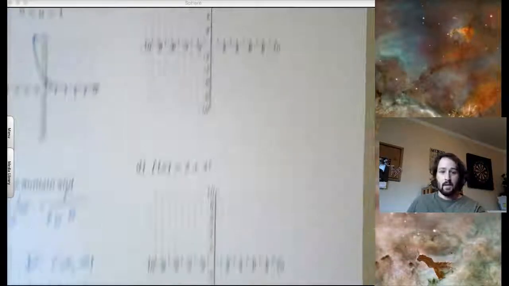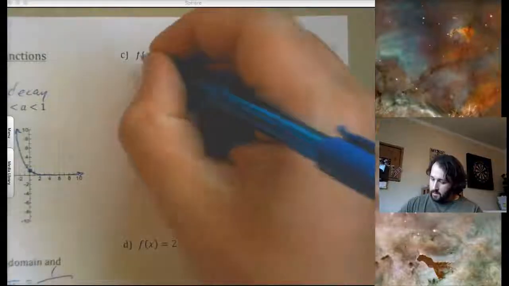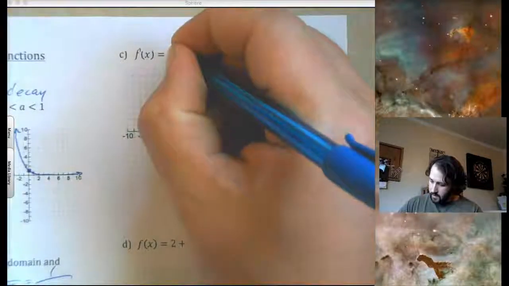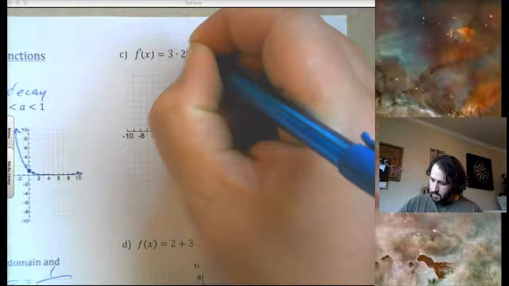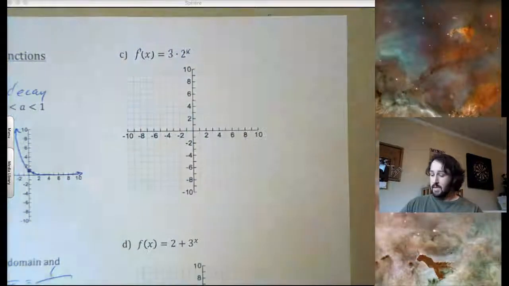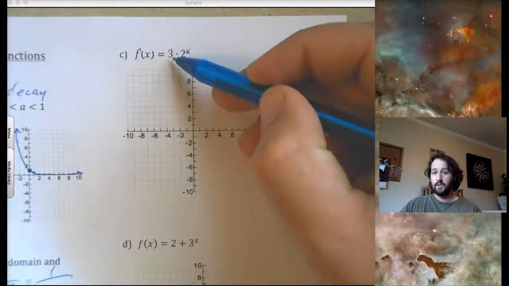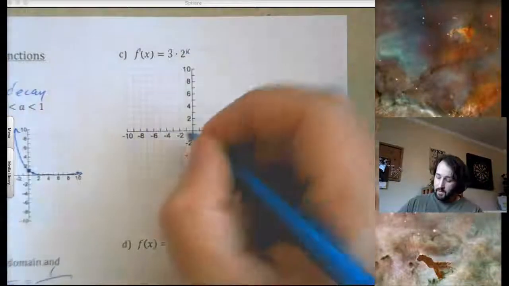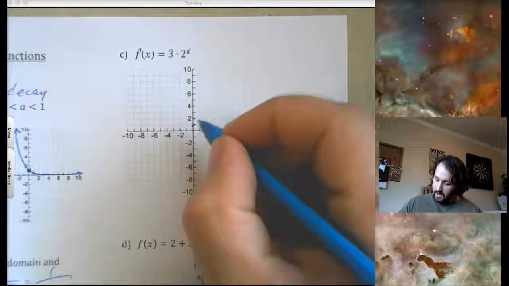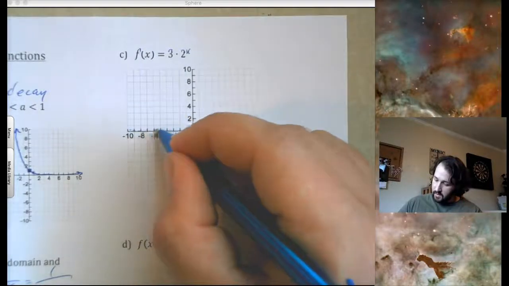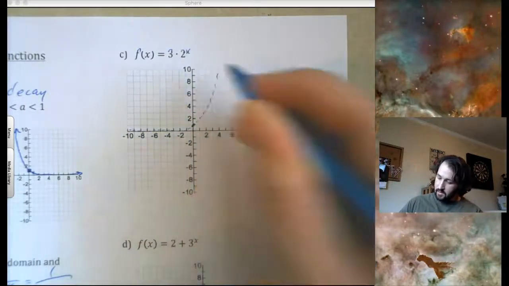All right. So this one, my tops keep getting cut off. F of x equals 3 times 2 to the x. So notice this 3 is not with the x. So what this does is it's going to multiply our y values by 3. So my parent function would have started at 0, 1, and it would have done something like that.